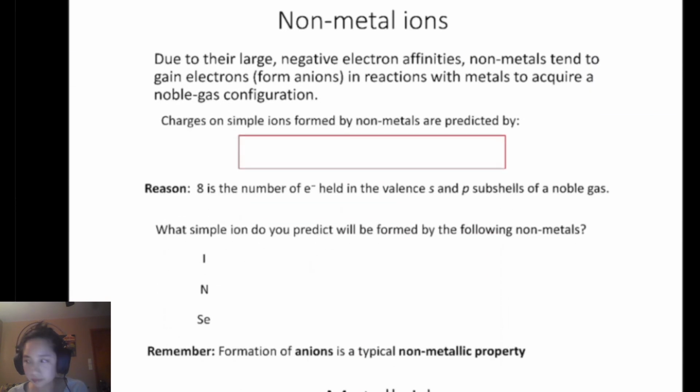All right. Okay, almost done here. All right. So for nonmetal ions, remember nonmetal ions.